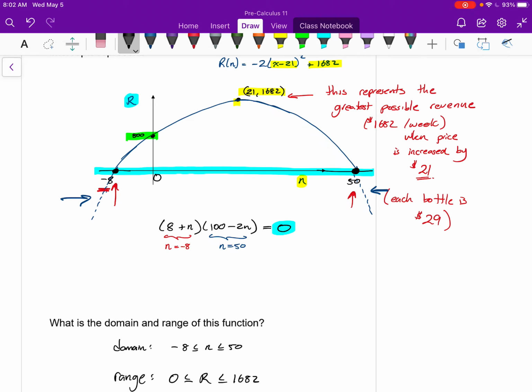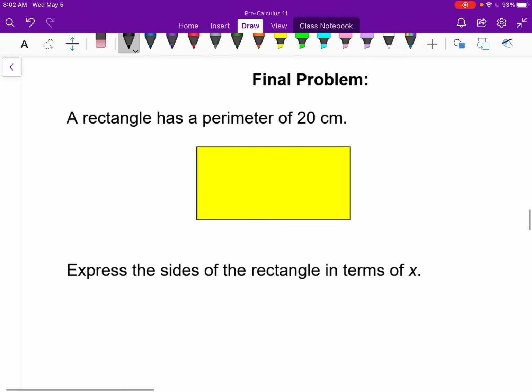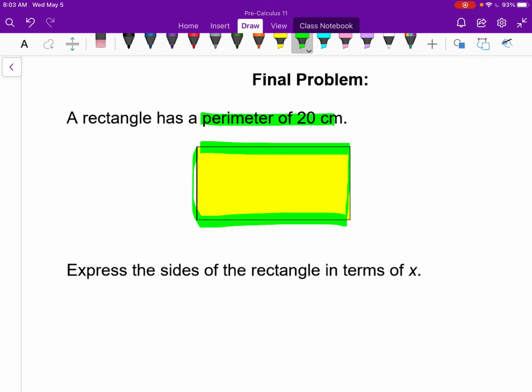All right, so let's look at a final problem. Again, an applied problem, but a very, very different one. So I say a rectangle has a perimeter of 20 centimeters. Express the sides of this rectangle in terms of x. Well, perimeter is a distance all the way around. So here, all the way around is 20 centimeters.